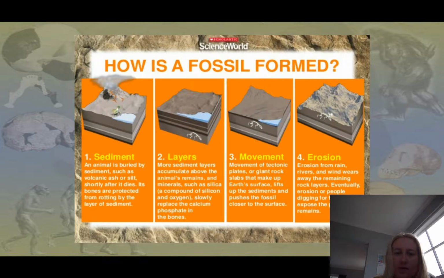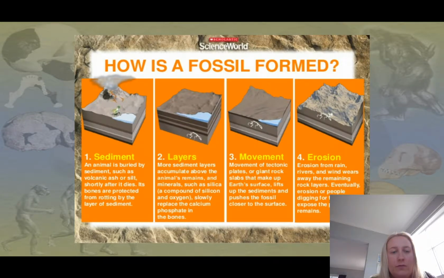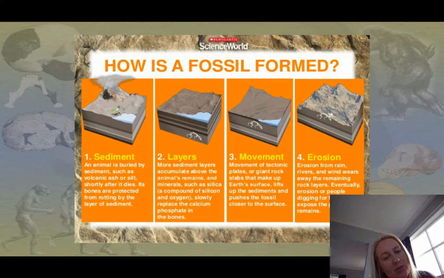So how a fossil is formed. This is just one example, obviously. The first one is sediment. An animal is buried by sediment, such as, like we said, volcanic ash or silt because they've died near a river or a lake. Its bones are protected from rotting by the layer of sediment. As well as protecting the bones, it's stopping any scavengers from getting to it.